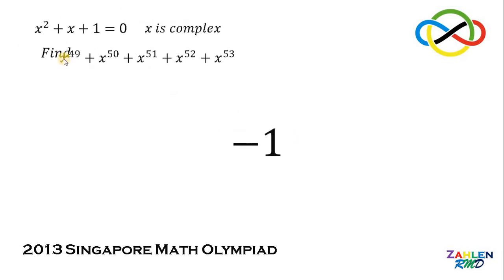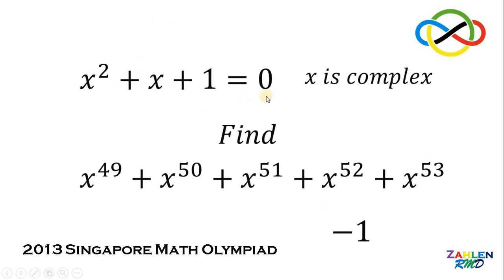Thus, if we have x squared plus x plus 1 equals 0, wherein x is a complex number, then the value of x raised to 49 plus x raised to 50 plus x raised to 51 plus x raised to 52 plus x raised to 53 is just negative 1.